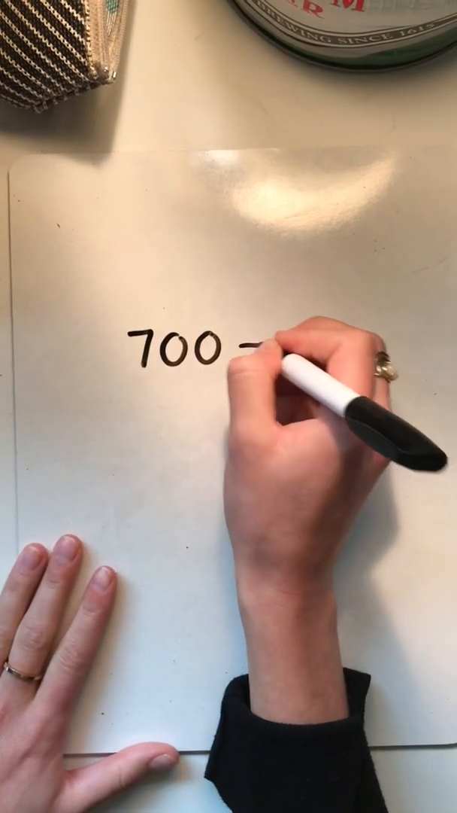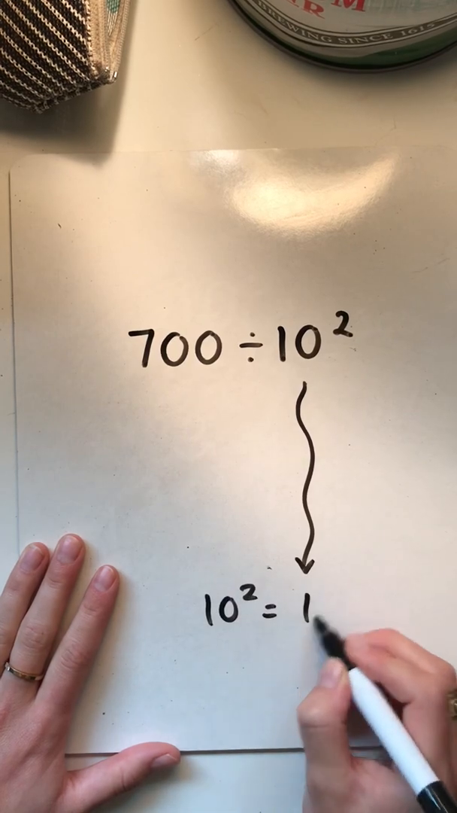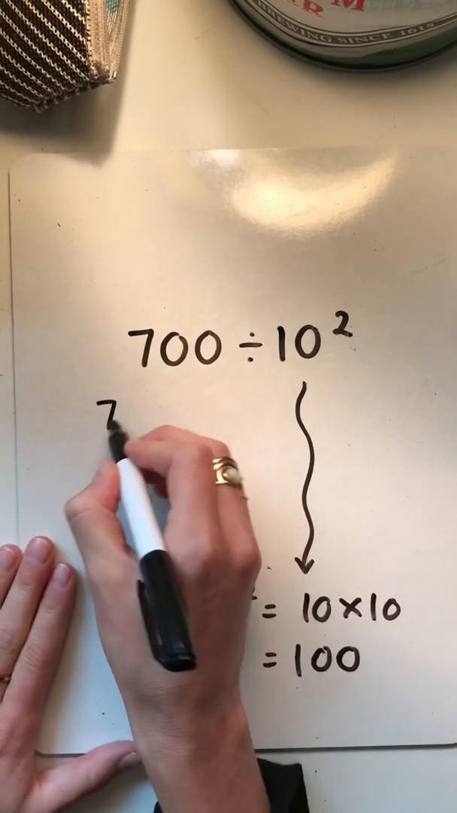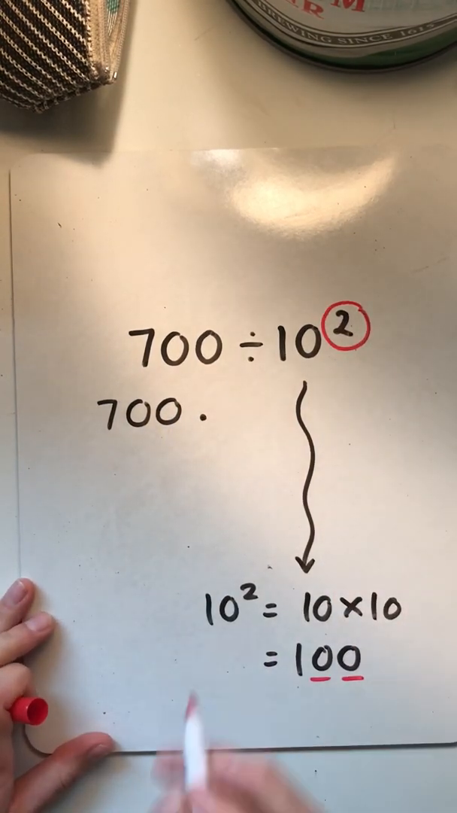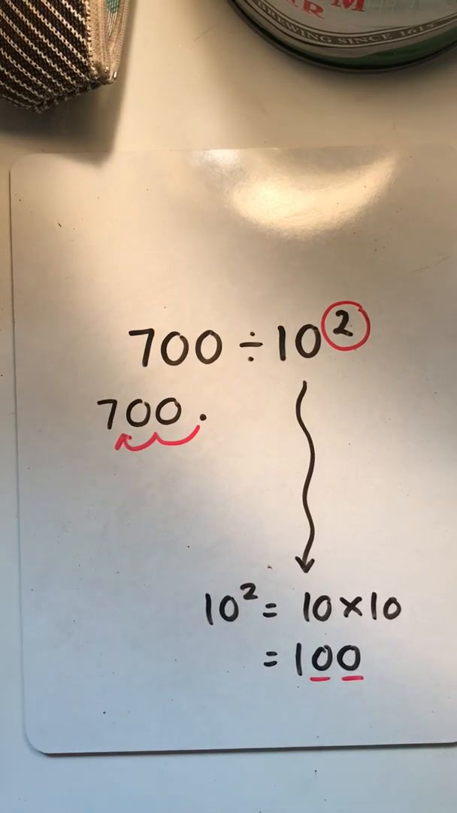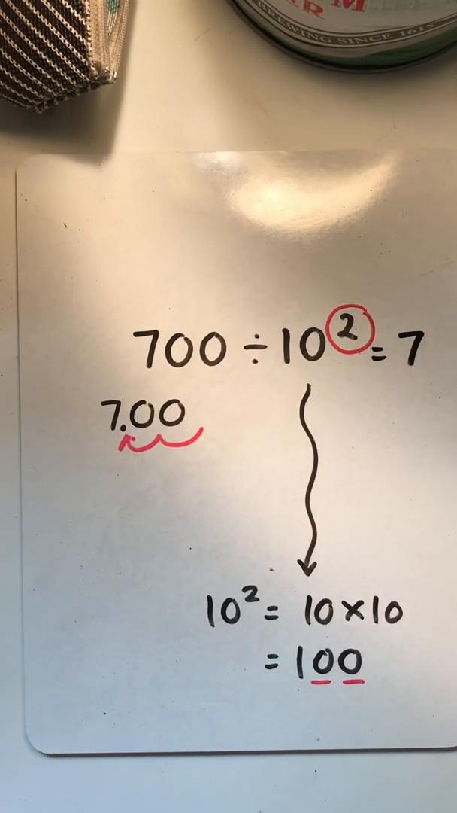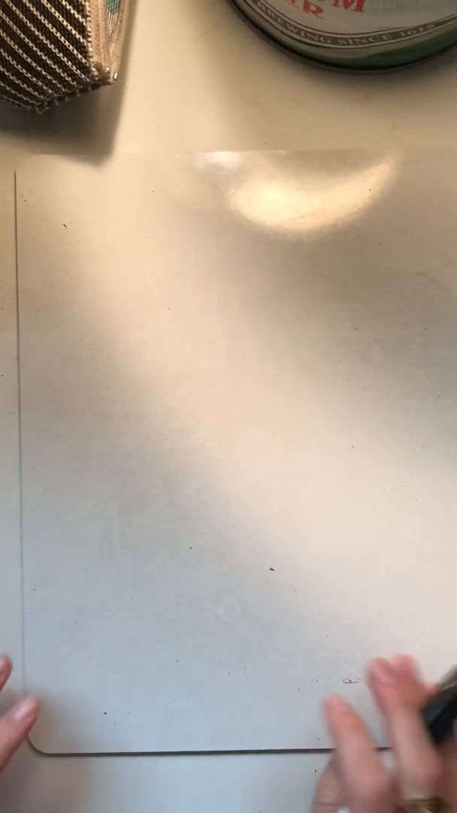Now let's try this for 700 divided by 10 to the second. 10 to the second is 10 times 10, or 100. So all I have to do is look at my exponent. It has a 2 there, or 2 zeros like I would have in 100. I know I need to move my place value back to the left 2 spaces, which gives me 7. So 700 divided by 10 to the second is 7.